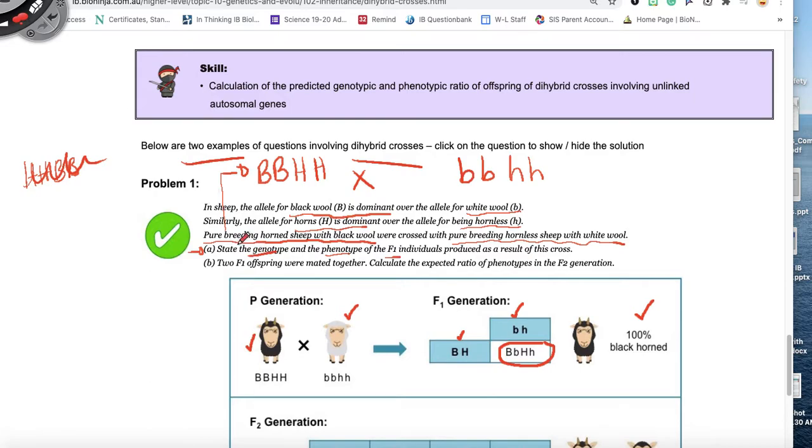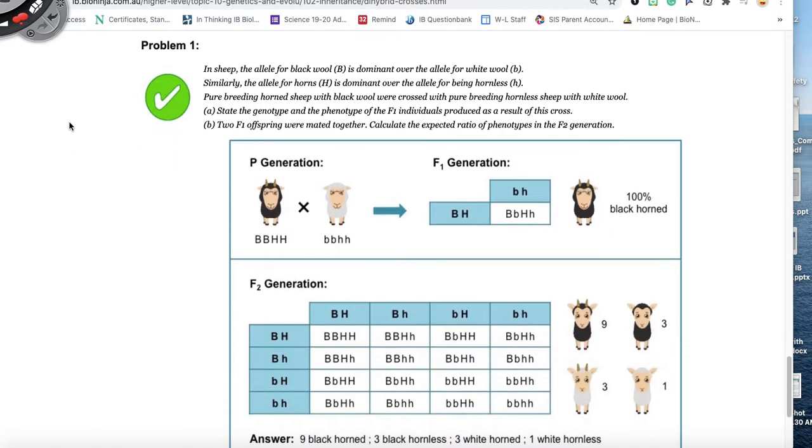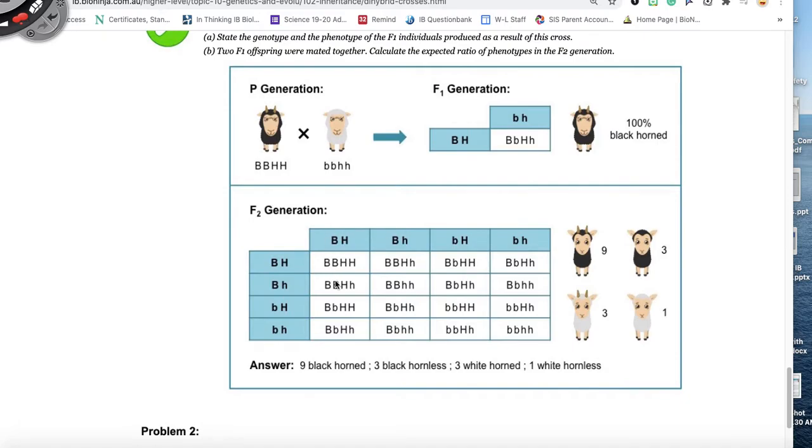But now it tells you that you're going to take two F1 offspring and mate them together. So that means you're going to take two of these F1 generations, B, and mate them together. Now here is like the example that we just saw. Right here, you're going to end up with 4 possible gamete combinations for this parent, and 4 possible gamete combinations for this parent. So as we continue down, you have to do your 4x4 Punnett square.